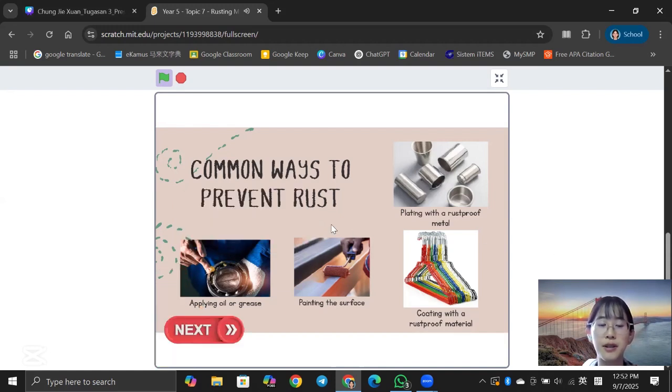So just now I explained about the common ways to prevent rust. For the first one, applying oil or grease. The second one, painting the surface. The third one is coating with a rust-proof material, and for the last one, plating with a rust-proof metal. So please remember all of these ways because later we have a game about the ways to prevent rust.